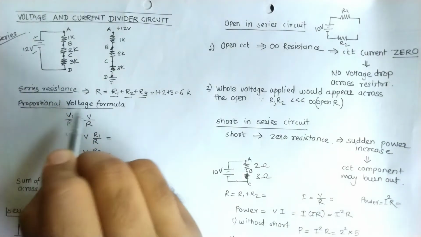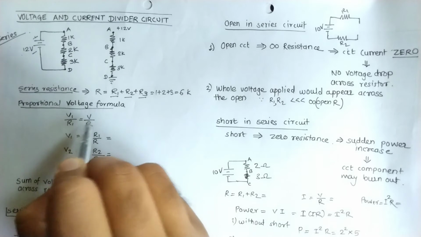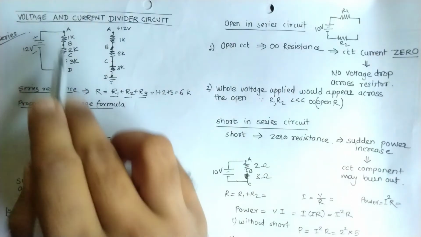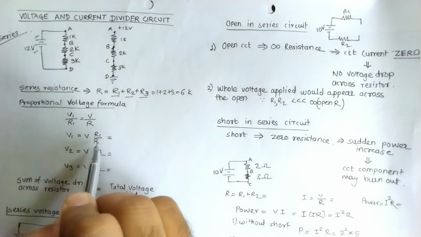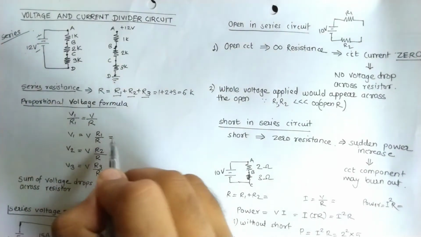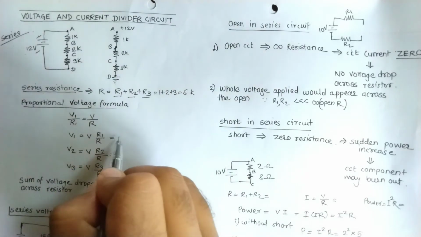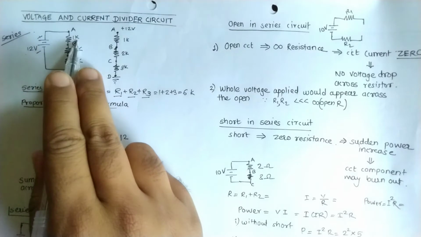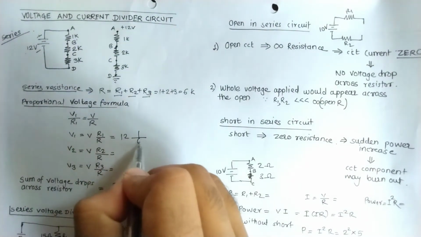Now the proportional voltage formula suggests that V1 by R1 is equal to V by R, because the current flowing through all the resistors is the same. So V1 is equal to V into R1 upon R. What is R we have derived here? 6. So V is 12, R1 is 1, divided by 6.